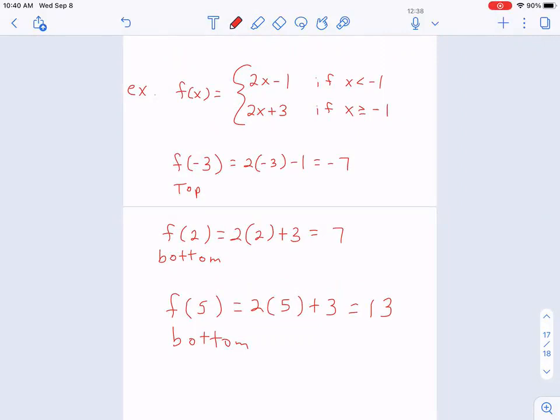So just don't get freaked out by the crazy looks of the problem. Just figure out, are you plugging it into the top or the bottom? And then it's just like what we were doing. You're just plugging in those numbers and trying to evaluate and figure out what that number is. Okay?